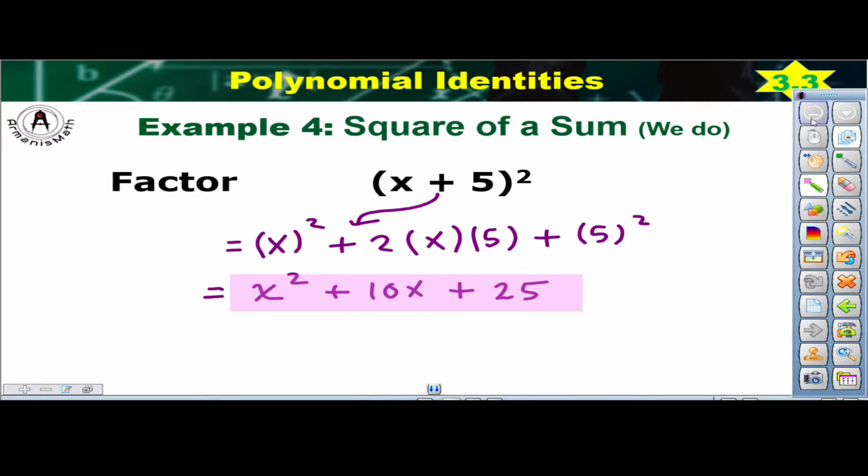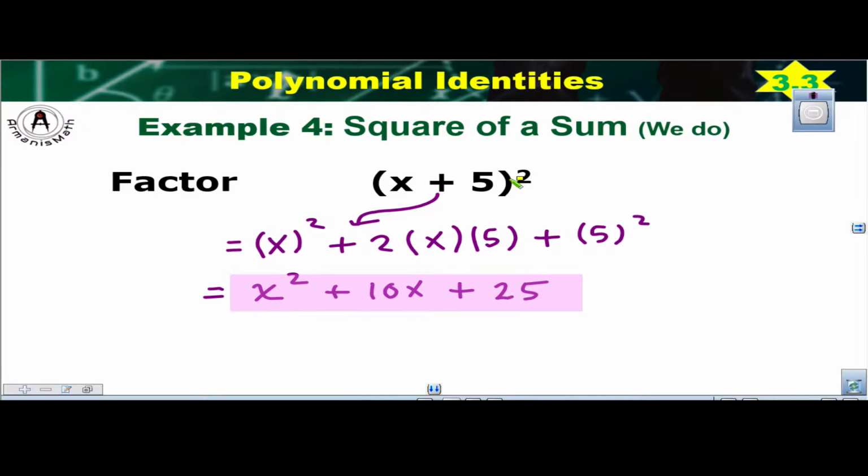Remember what we've done in the warm-up? You could take this dude in and box it in. You will end up with this. I guarantee you. So this is, again, a shortcut that we could use. Remember, it's called the square of sum. You take the first item, square it, plus 2 times first times second, and plus the second item being squared.